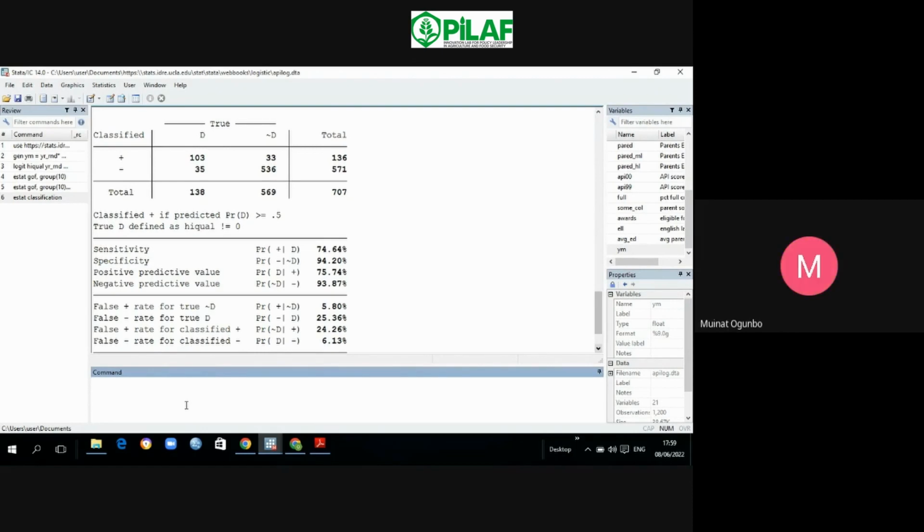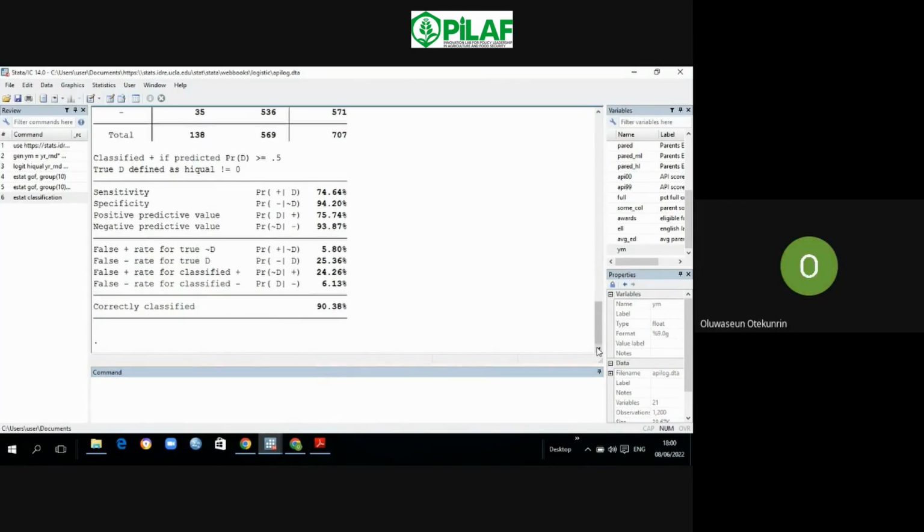What is the motive for choosing either 136 column wise or row wise? Because the row wise is talking about classifications from our model. The columns are the true observations. So that is why for false negative rate, you have that 35 over 571 times 100, and that will give us 6.13.